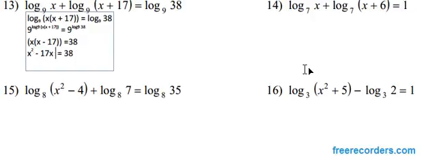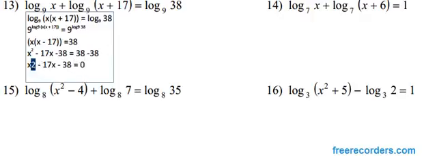When you have a quadratic equation, you have to get it equal to 0. You have to have one side equal to 0 when you solve it. So I'm going to subtract 38 from both sides. And that gives me x squared plus 17x minus 38 equals 0. Now, to solve that, we need the quadratic formula. There are other ways to do it, but the quadratic formula is about the simplest.